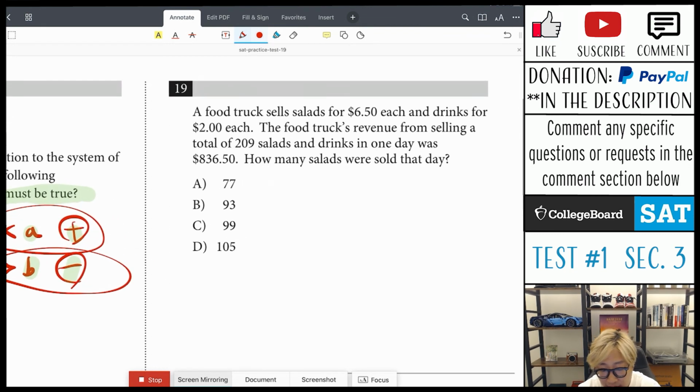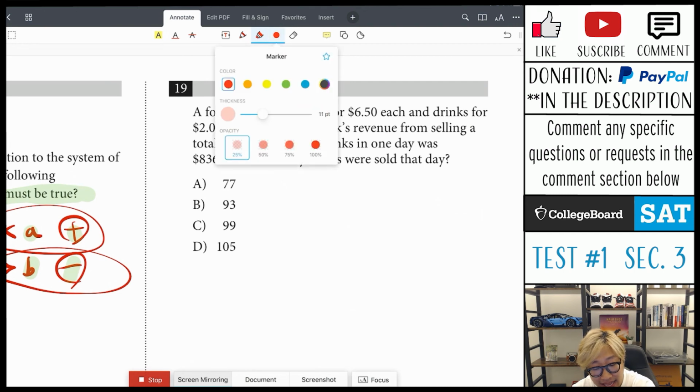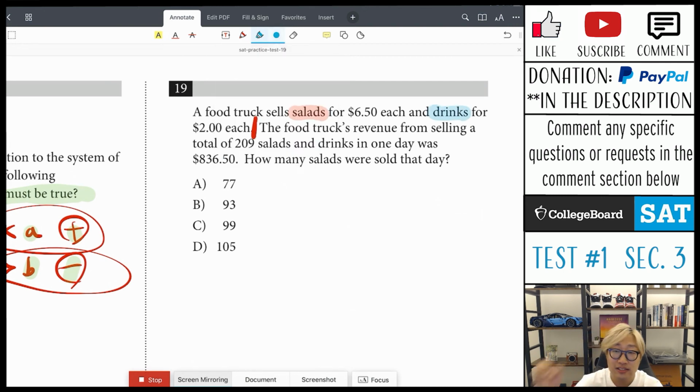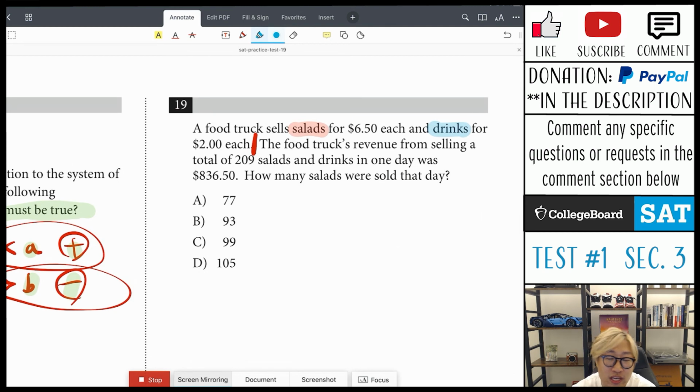Number 19. A food truck sells salads for $6.50 each and drinks for $2 each. As soon as you read this problem, you better know that this is going to be systems of equations. How did I know that? Because there are two different things going on: salads and drinks. Two different variables, so most likely two equations, a system of equations.